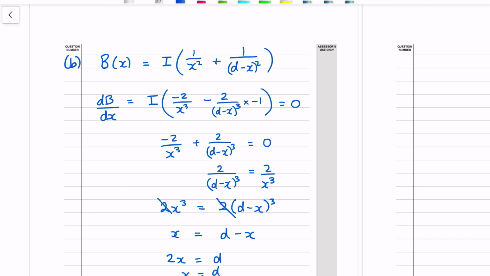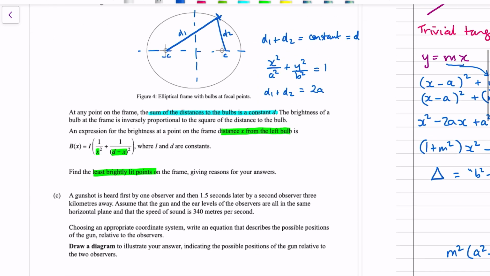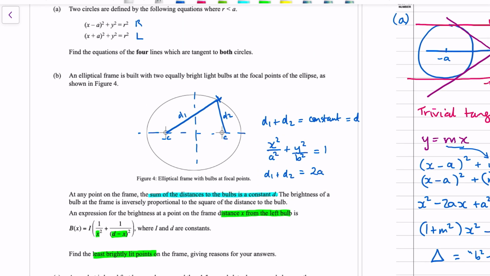Remember that d was the total distance from the foci to the ellipse, and this is where the interpretation of the answer comes in. If x is equal to d over 2, and x was the distance from one bulb, that there's x. It's half of the total distance, so that's x as well. The bulb is the brightest, least brightest at the top and the bottom, halfway between the bulbs.